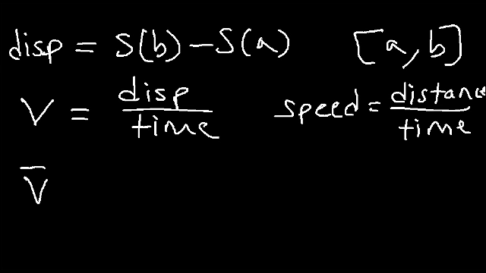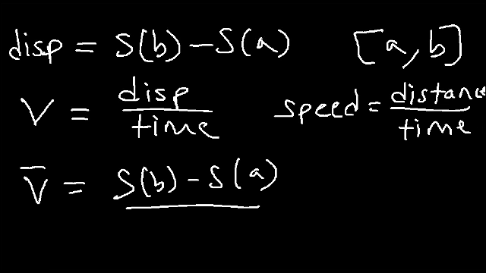Now you can find average velocity by taking the displacement, which is the final position minus the initial position, divided by the change in time. That's the time at B minus the time at A, or simply B minus A. So the average velocity is basically the slope of the displacement function, particularly the slope of the secant line. You can find average speed the same way. But just remember, if you're looking for average speed, it's always positive, it's never negative.